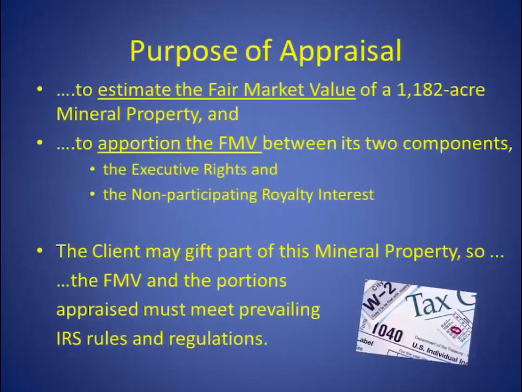The purpose was first to estimate the fair market value of the about 1,000-acre property, and then subsequently to apportion that between those two other subsidiary property rights. And then the client, Mr. Carlson, it was his intent to gift part of the mineral property to his heirs or to trust for his heirs, so therefore the fair market value and the apportionment had to be done under prevailing IRS rules and regulations.